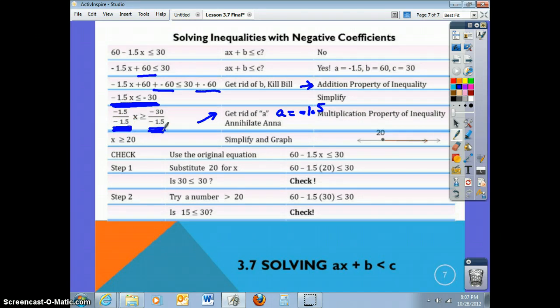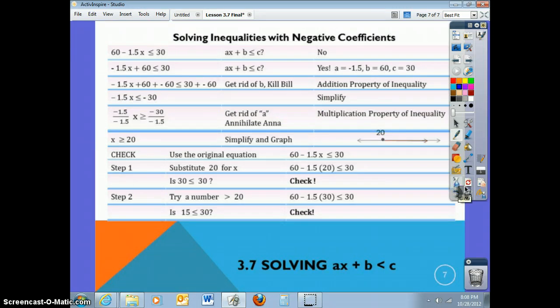Okay, but in either case we're getting rid of a -a, so we had to flip the inequality symbol right there. And our answer becomes x is greater than or equal to 20. The 1.5's on the left-hand side cancel out, and -30 over -1.5 becomes 20. X is greater than or equal to 20. And this is how you'd graph it. You would show a solid dot at the 20 and a line going this way showing everything greater than and including 20.